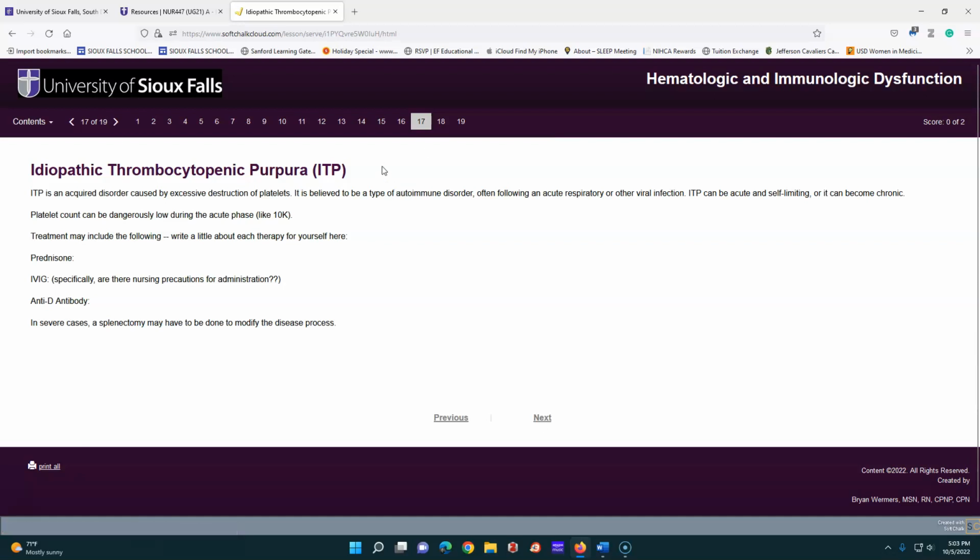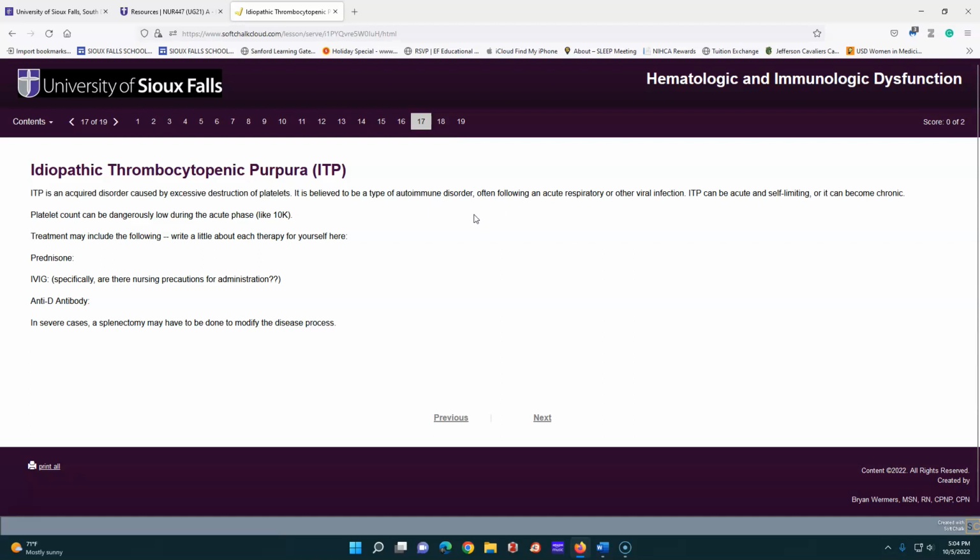ITP, so we're not really sure what causes ITP. The theory is that oftentimes there's a respiratory infection, and you get antigens from that infection that seed on some of the platelets, and then your body thinks that the platelets are infections because they've got the antigens on them, and so your body will destroy those platelets. So with that, it's an autoimmune disorder.